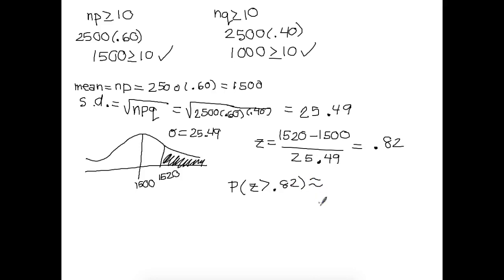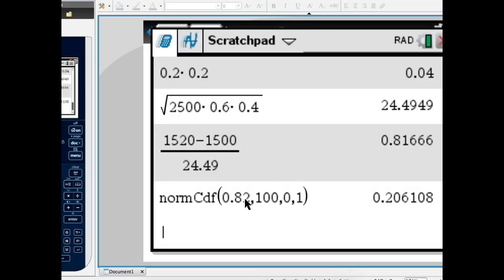Okay, so remember you're going to go to your calculator for this. And here, it's been a while since we've done this normal CDF, okay? And my upper bound I did as 100. You can make it even bigger if you want, okay? And then, so that's going to give me about 0.206.